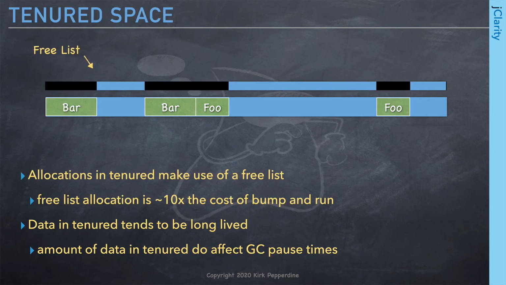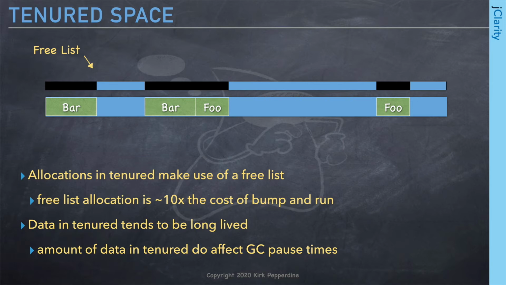In tenured space, with the generational collectors, we're going to have a free list. With G1, of course, it's a regional collector. The mechanisms are going to be different, but there's still extra work that you have to do here in both cases. In the generational spaces, that means that we need to manage the free list. And managing the free list actually works out to be a lot more expensive than just doing a simple bump and run. And the data in tenured, though, tends to be long-lived.